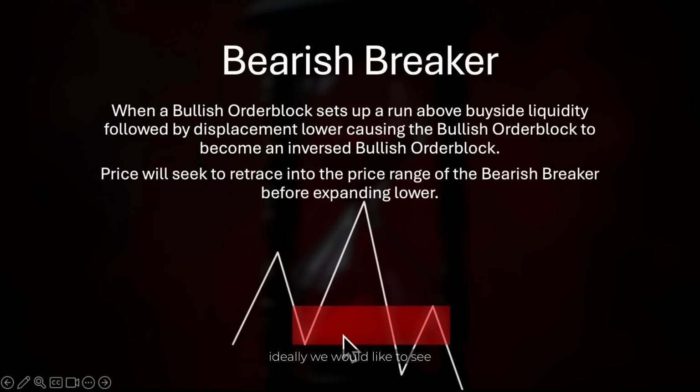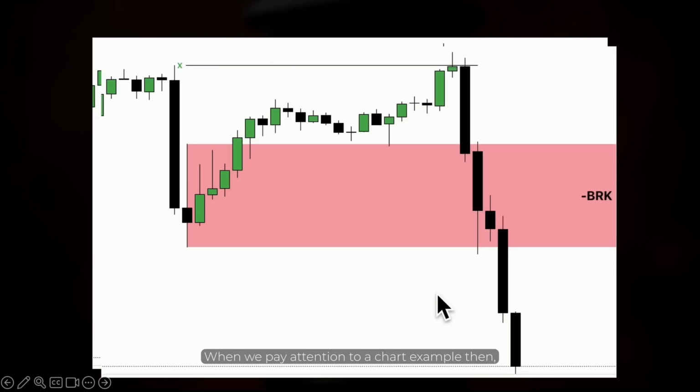Now, by what should this down close candle get displaced through? Ideally, we would like to see a bearish fair value gap form in this area as well. When we pay attention to a chart example then, what you can see is that the market formed this high right here, then dropped towards the downside. We saw this low form, and we then saw the market expand towards the upside, taking out the buy-side liquidity resting above this high. Notice that the market then repriced below that down close candle's low with this candle right here.